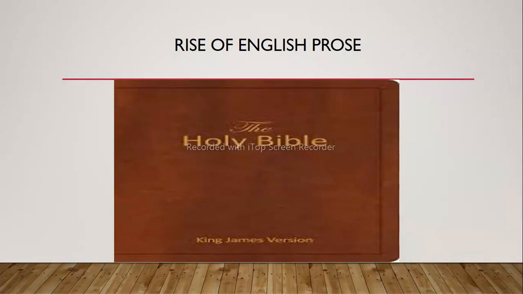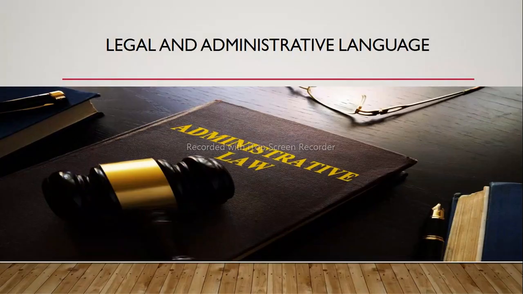Rise of English prose. Prose writing gained prominence during the early modern English period. The translation of the Bible into English, known as the King James Version, 1611, stands as a monumental work of prose that not only contributed to religious discourse, but also played a significant role in shaping the prose style of the time.